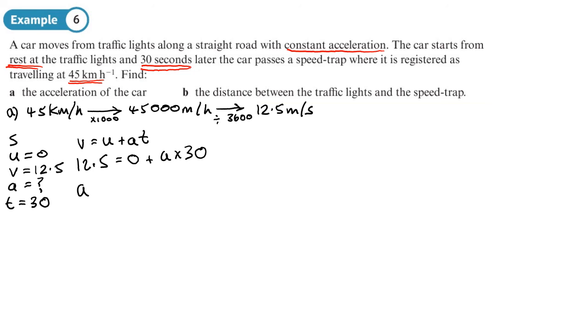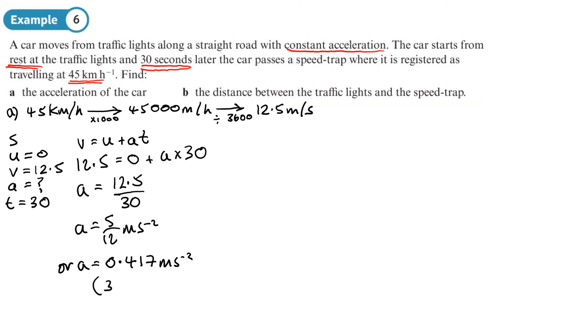So A is going to equal 12.5 divided by 30. So let's work that out. We'll get an acceleration of 5/12 meters per second squared, or if we press the SD button, we're going to get 3 significant figures. 0.417 meters per second squared. Okay, so that's 3 significant figures.